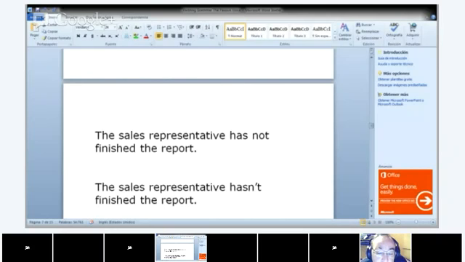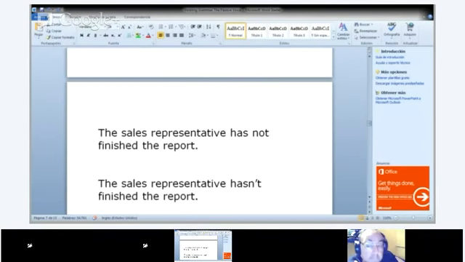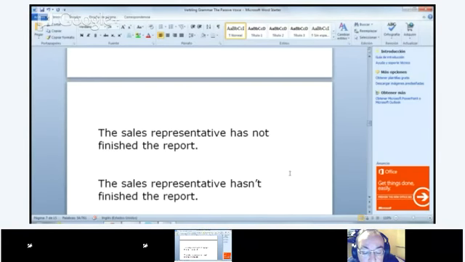And you understand that maybe we don't want to criticize the sales representative. And so we eliminate the sales representative and we focus on the report because we don't want to say anything negative about the sales representative. So we don't mention them. We just say that the report has not been finished. Do you understand? Yeah, okay. Yes, maybe we are using passive in a formal language. Sure.